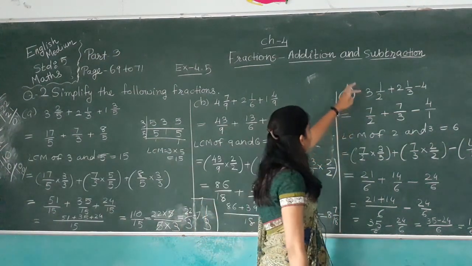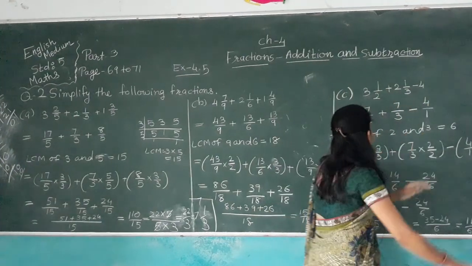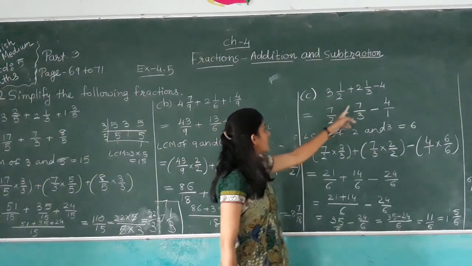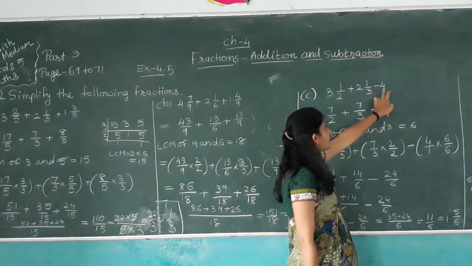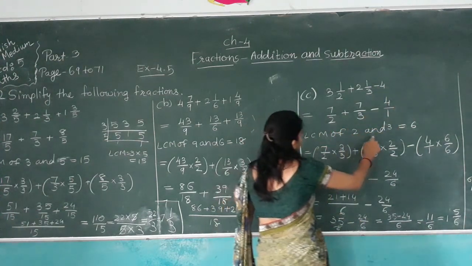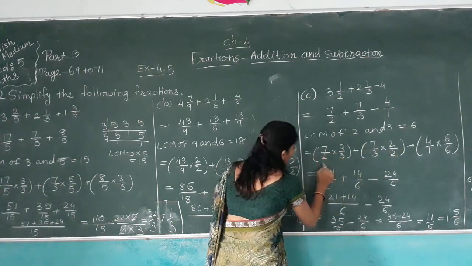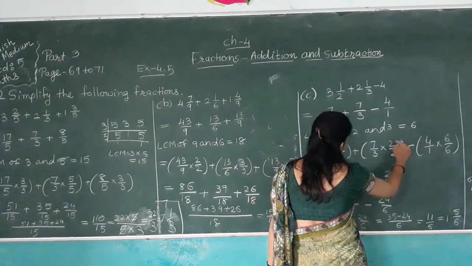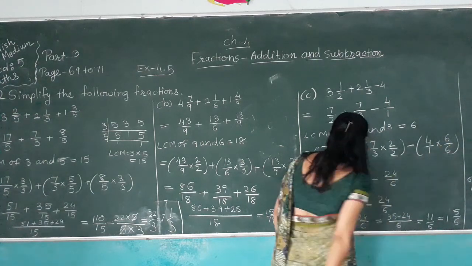Then another one, 3 1 out of 2 plus 2 1 out of 3 minus 4. Here first the mixed fraction convert into improper fraction. 7 out of 2 plus 7 out of 3. Here no denominator is given, that means you keep here 1. Then LCM of 2 and 3 is equal to 6. 7 out of 2 multiply 3 out of 3 plus 7 out of 3 multiply by 2 out of 2 minus 4 out of 1 multiply by 6 out of 6.